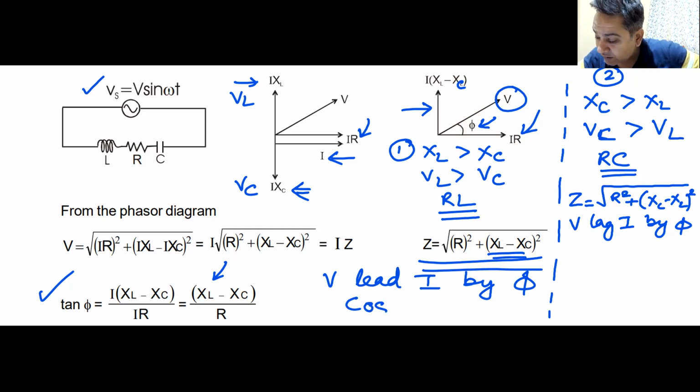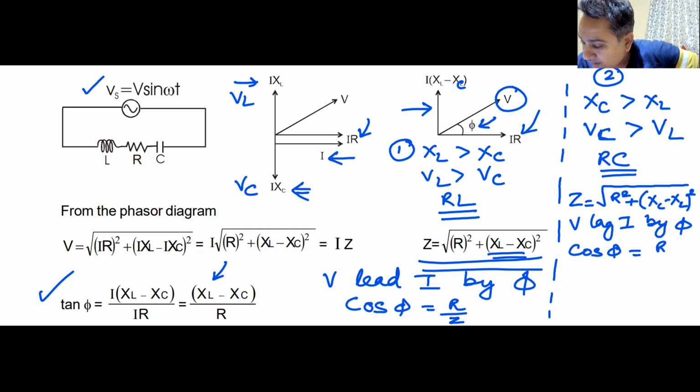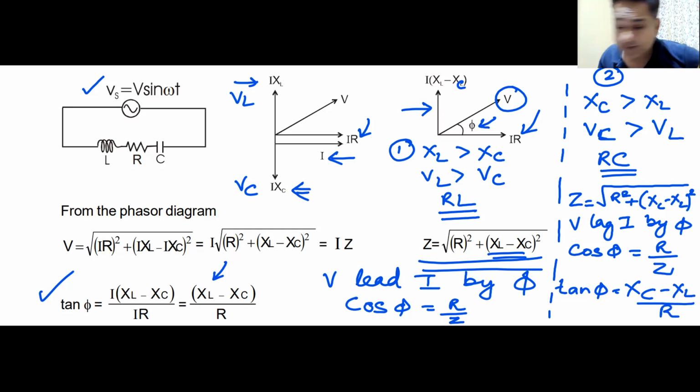Here also cos phi is always equal to R by Z. If I talk about tan phi, my dear kids, remember, in an LR circuit, it was XL by R. In RC, it was XC by R. In LCR case number one, it was XL minus XC by R, and now it is XC minus XL by R. I hope this is making sense.